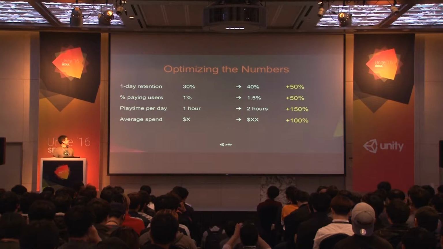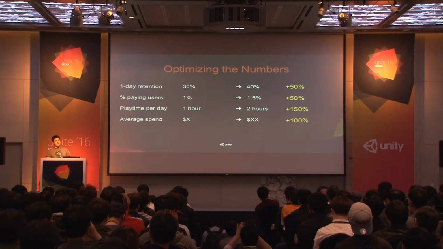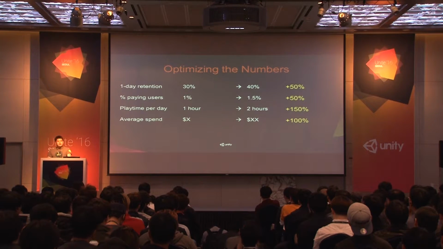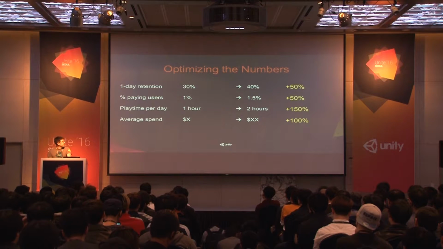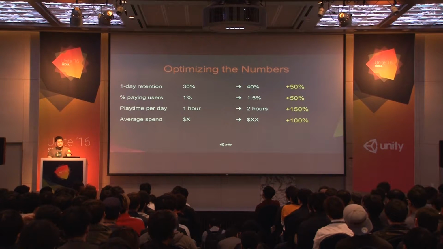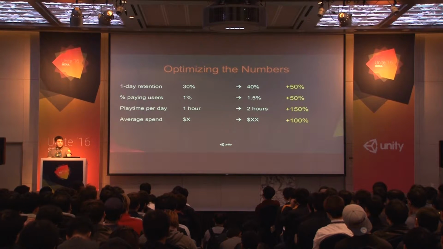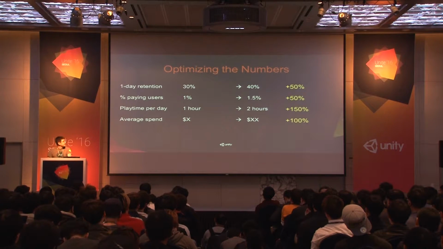Now the next one is playtime per day. Now this one might be the hardest to improve, but it's also one of the most impactful to your games. And if you can raise your average playtime per day from 1 hour to 2 hours, this is actually a very large increase in your revenue. But let's just say it's about a 150% increase.